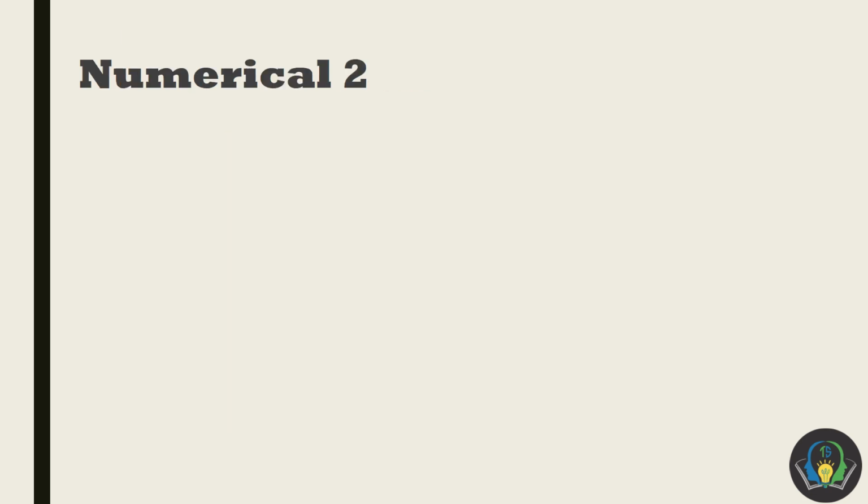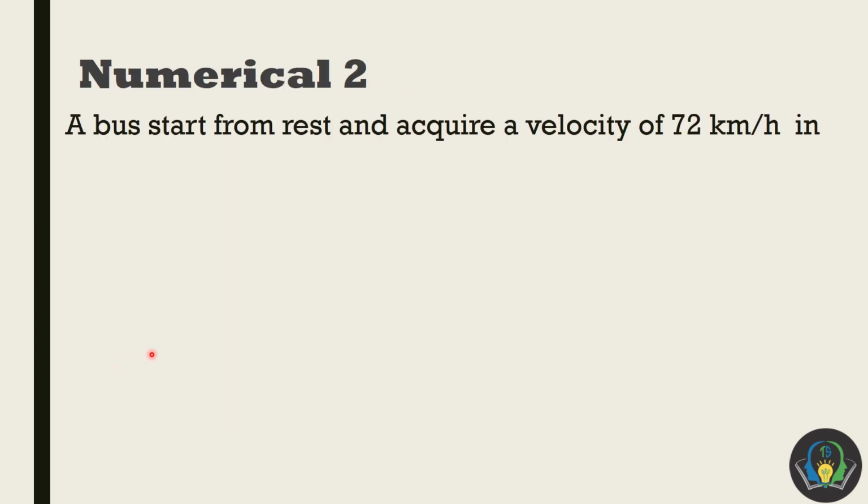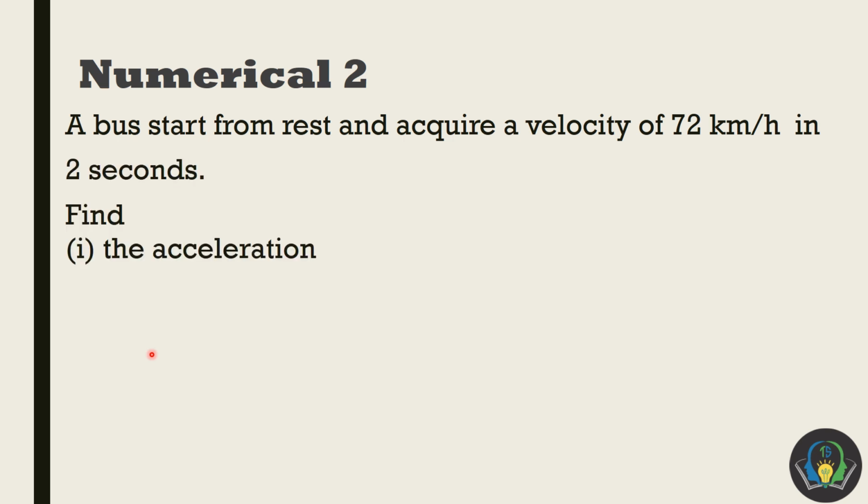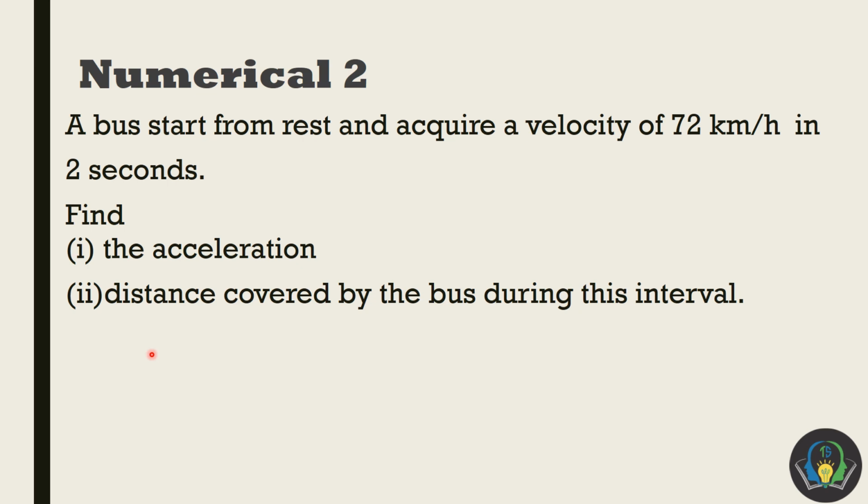So let's begin with the second numerical. A bus starts from rest and acquires a velocity of 72 km per hour in 2 seconds. You have to find the acceleration and the distance covered by the bus during this interval. Now since it is beginning from rest, our u will be 0 km per hour or meter per second.